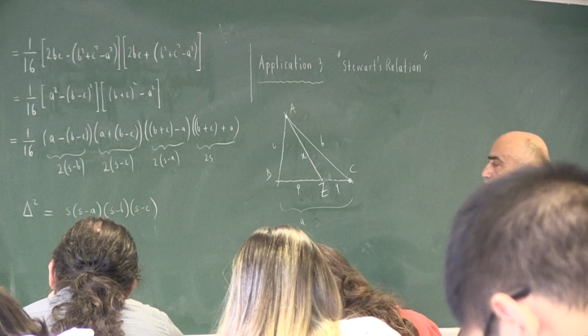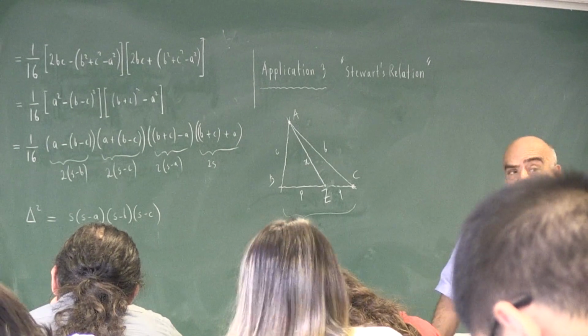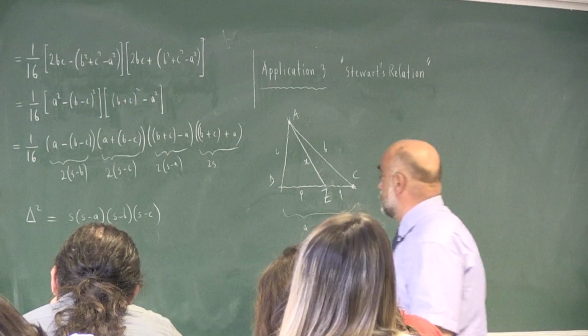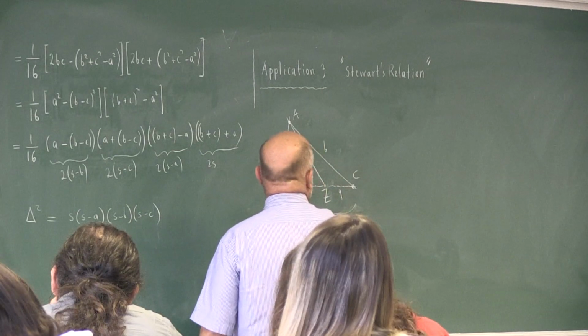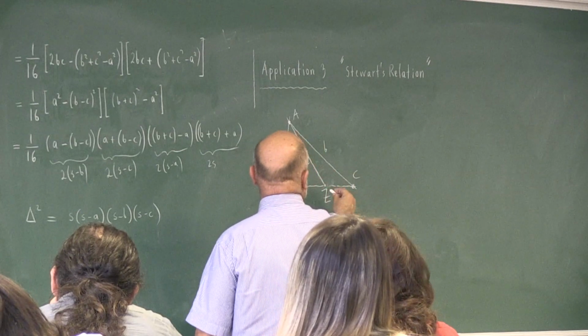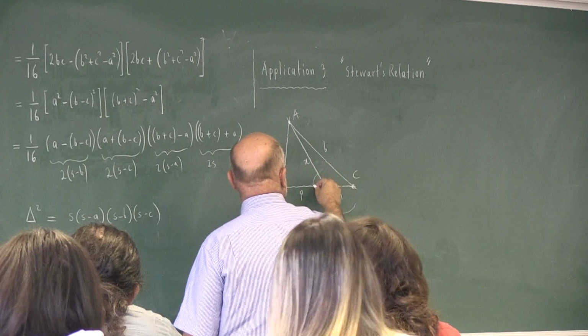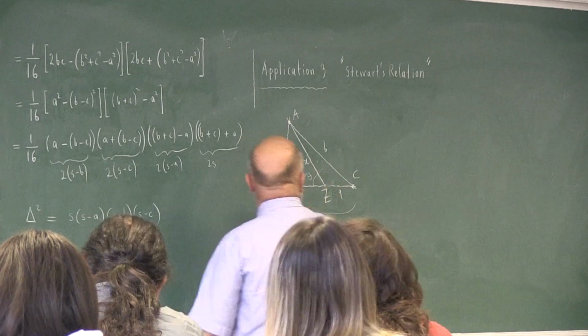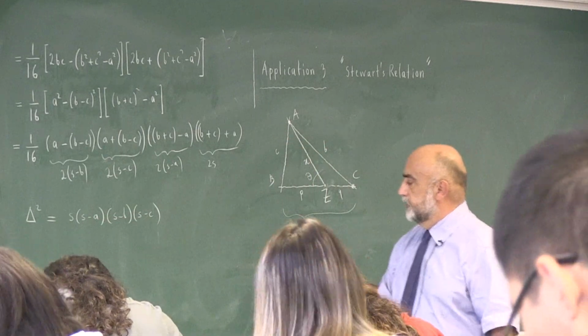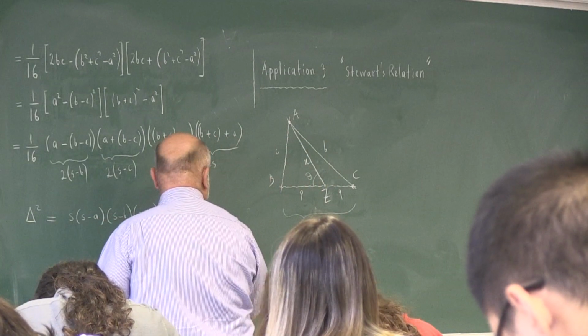So the following happens. You can apply the cosine rule in the triangle ZAB, and let's call this angle theta. So I'm applying the cosine rule.